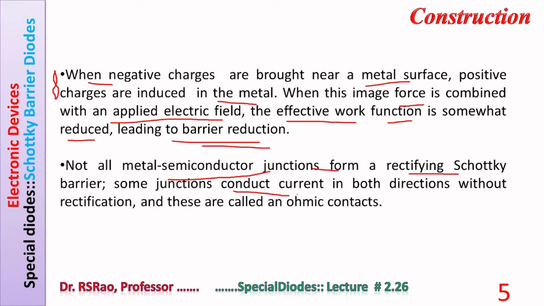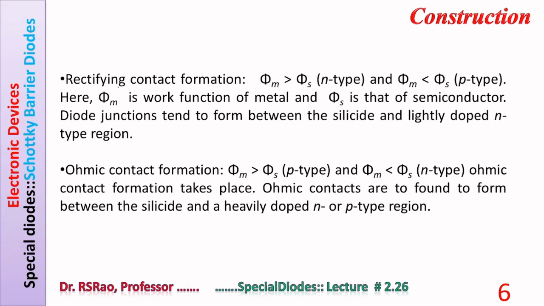Some junctions conduct current in both directions without rectification, and these are called ohmic contacts. There are two types of contacts: ohmic contacts and rectifying contacts. Ohmic contacts just offer a certain non-rectifying resistance to the current flow, whereas rectifying contacts rectify the current too.